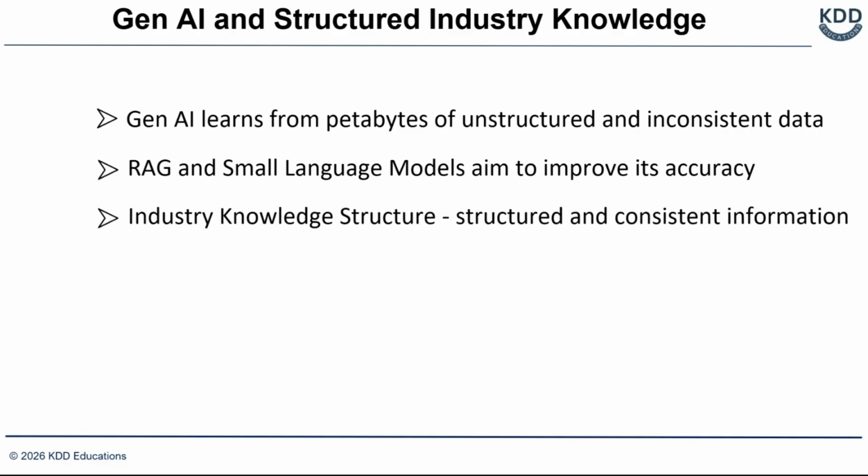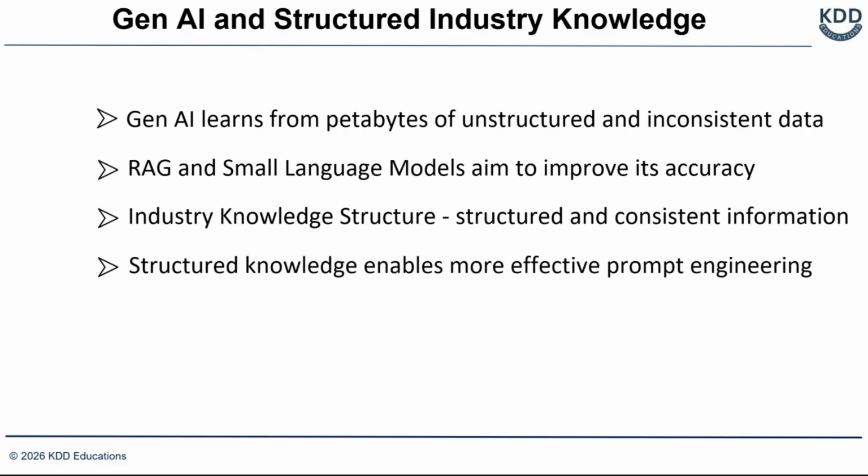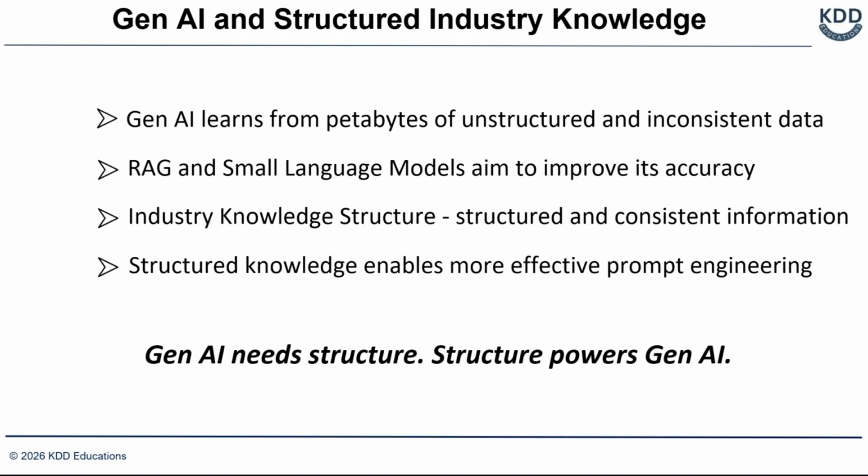The industry knowledge structure provides another alternative, where structured life insurance knowledge is well organized in just a few megabytes. This structure can also enable more effective prompt engineering for AI systems. Gen AI needs structure to be effective, and structured knowledge is what truly powers it.